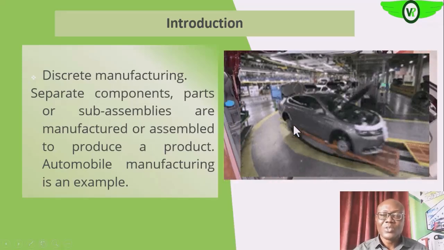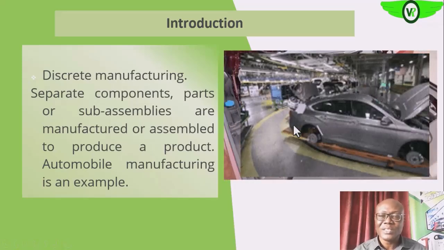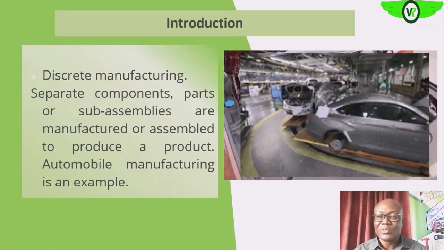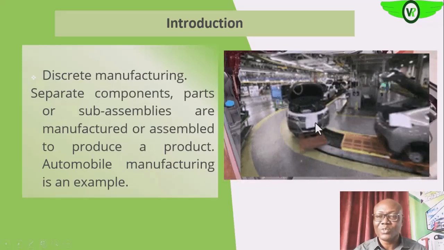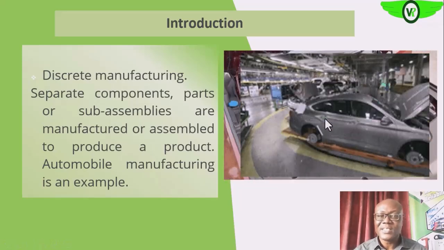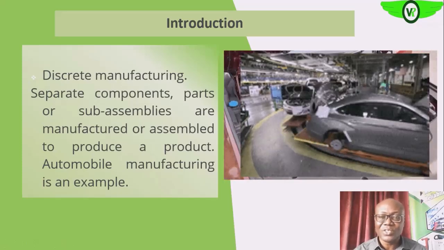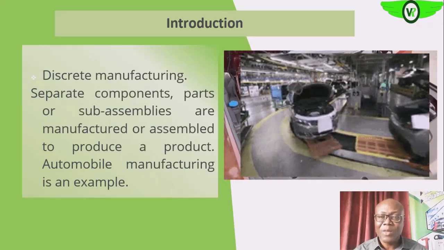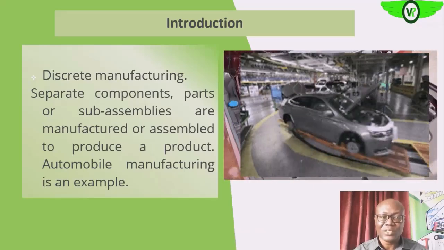So these various components at the end will be brought together and then assembled to give us what you are seeing on the screen. So that is the discrete manufacturing process, and the automobile industry is a very good example of the discrete manufacturing process.